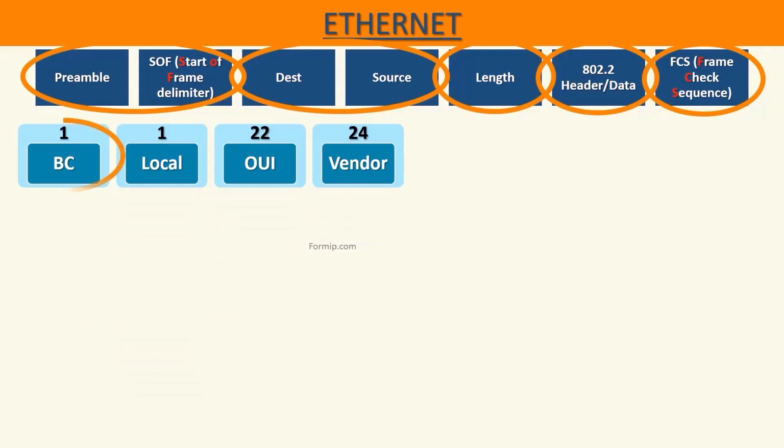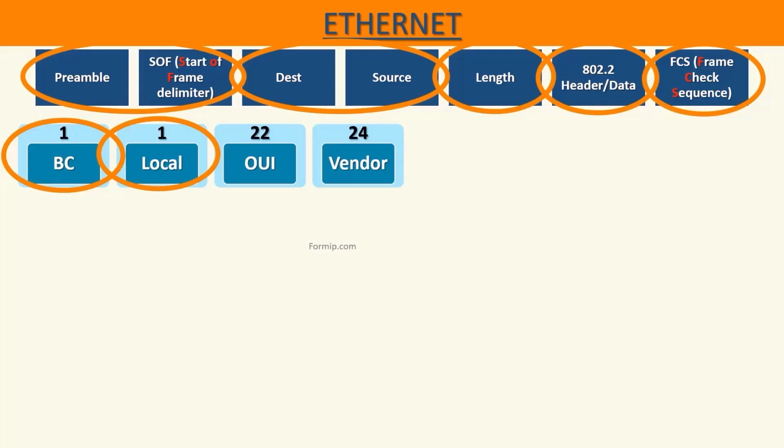A MAC address is made up of 48 bits. The BC field stands for broadcast. If your Ethernet frame is a broadcast, then that bit will be set to 1. The local field should be set when you want to change your MAC address. A MAC address is unique in the world.